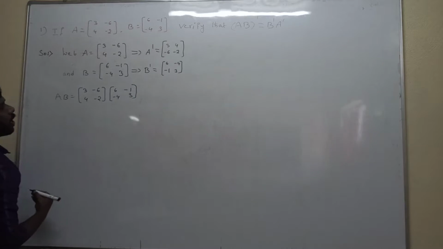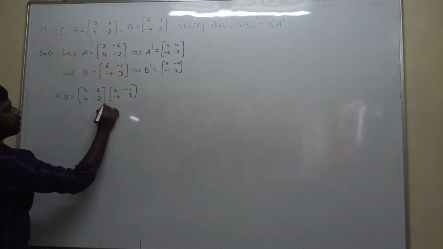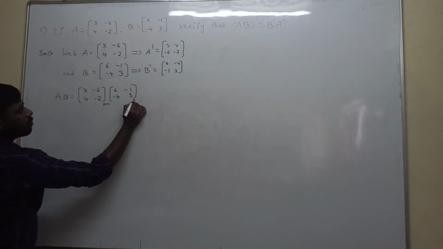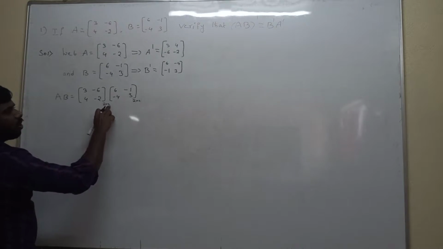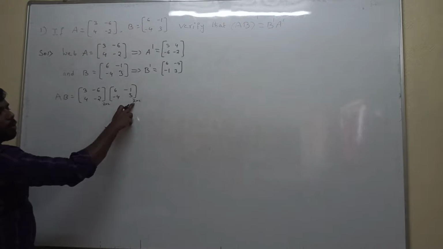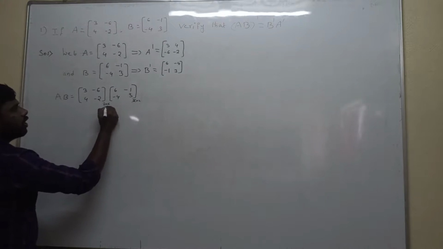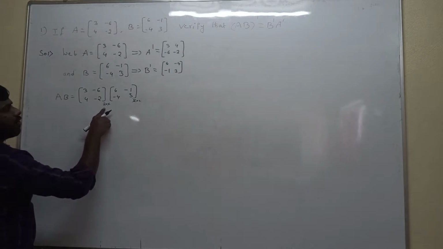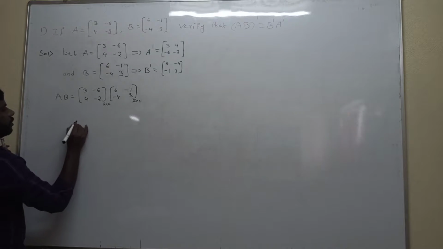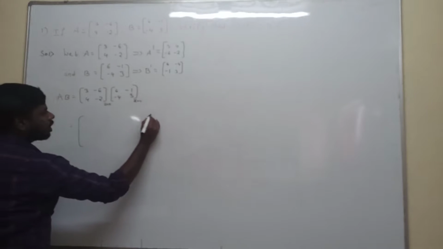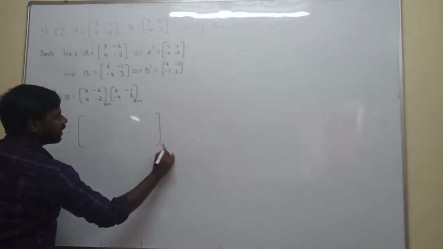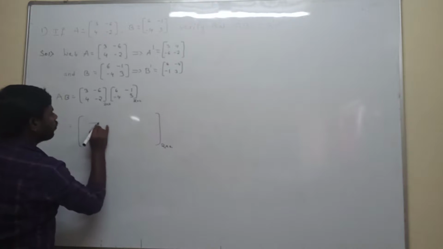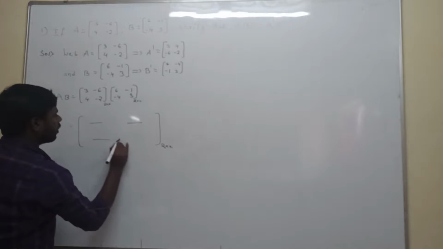Now write the order of the matrices. A has order 2 by 2, and B also has order 2 by 2. The number of columns in the first matrix is equal to the number of rows in the second matrix. Both are equal, so the product is possible. Finally, we get the order of the product matrix as 2 by 2, meaning 2 rows and 2 columns.